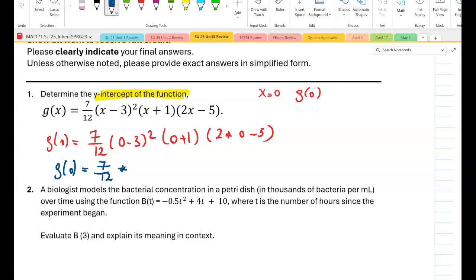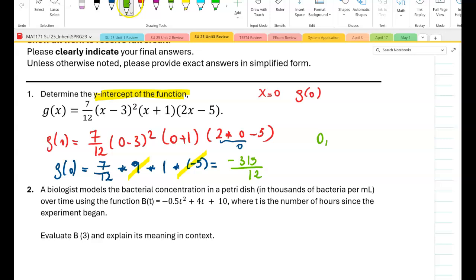-3 squared is 9. 0 plus 1, 1 times 1. 0 minus 2 times 0 is 0. 0 minus 5 is -5. So times -5. Okay, what do we have? -45. Right, so 9, -45 times 7. That will be -3/15 divided by 12. So the y-intercept will be 0, -3/15/12.